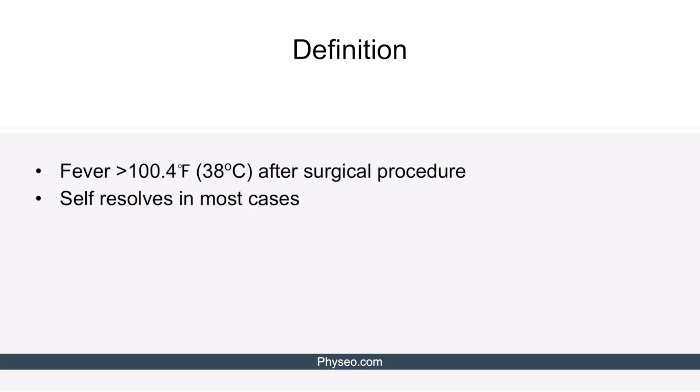Postoperative fever is defined as an elevated body temperature of greater than 100.4 degrees Fahrenheit, and that's after a surgical procedure. In most cases, postoperative fever self-resolves without treatment. However, it can be a consequence of a serious complication, so a workup to identify the underlying cause is very important. Now let's understand the pathophysiology.